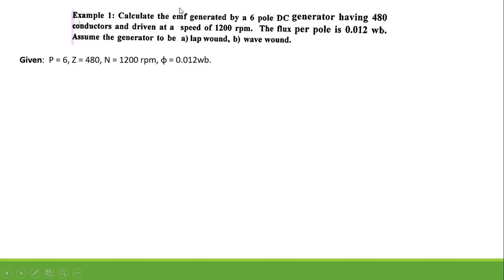Calculate the EMF generated by a 6-pole DC generator having 480 conductors and driven at a speed of 1200 rpm. The flux per pole is 0.012 Weber. Assume the generator to be lap wound, wave wound. Let us write the given data.